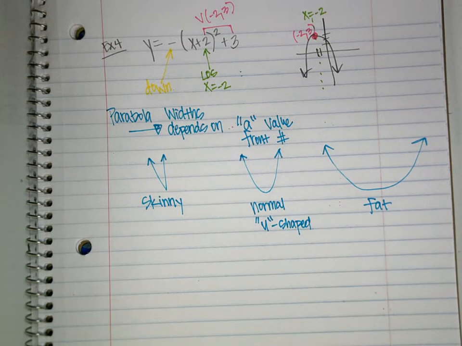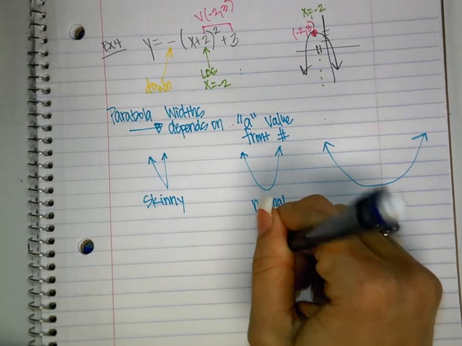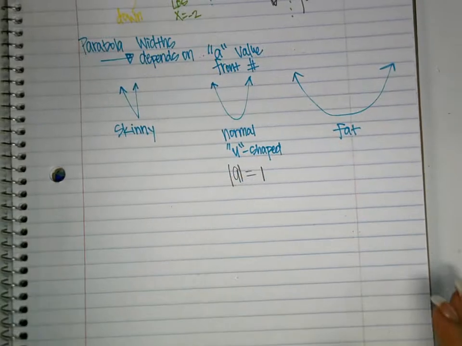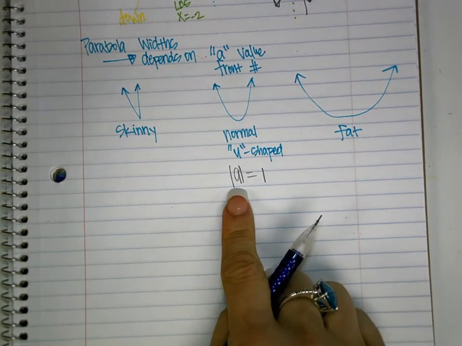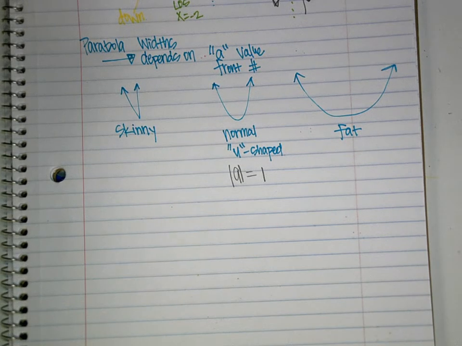There is a way that you can tell what the width is going to be, okay? A normal or U-shaped parabola has an absolute value of A equal to 1. Now, notice I did not say anything about if it's positive or negative. Its A value is equal to 1, so I put it in absolute values because it could be positive, could be negative.